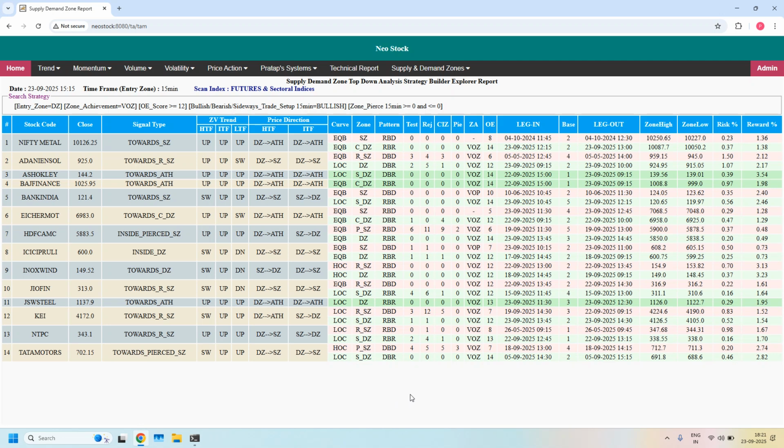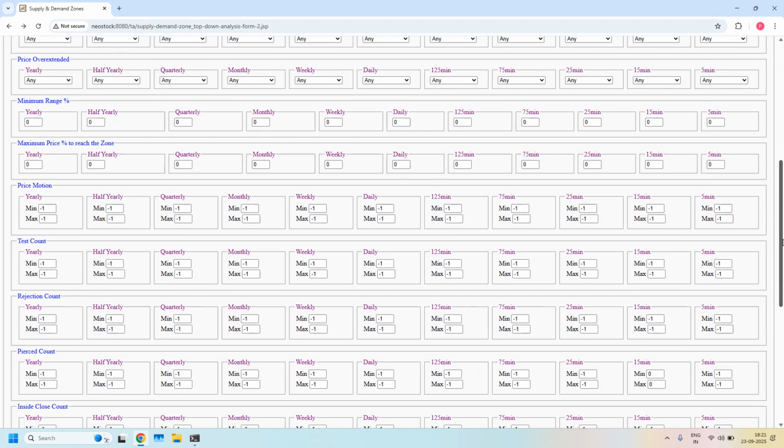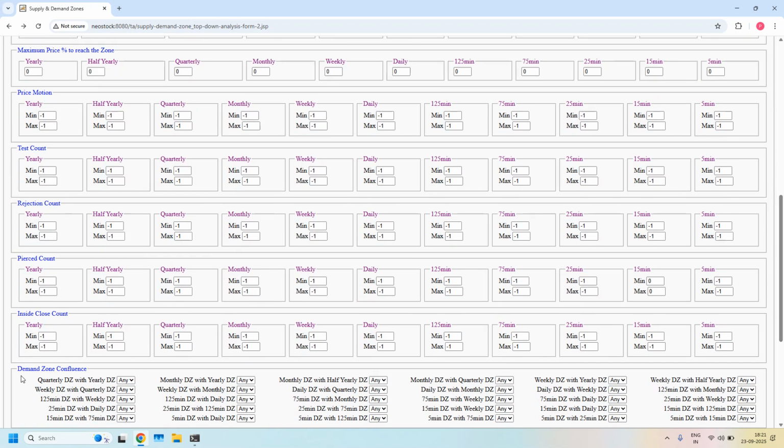Let us go step by step. First, LTF and ITF demand zone confluence. Let us apply on these 14 stocks. So I'm going to the demand zone confluence parameter. Here I am selecting the filter LTF and ITF, that is 15 minutes and 75 minutes demand zone confluence.